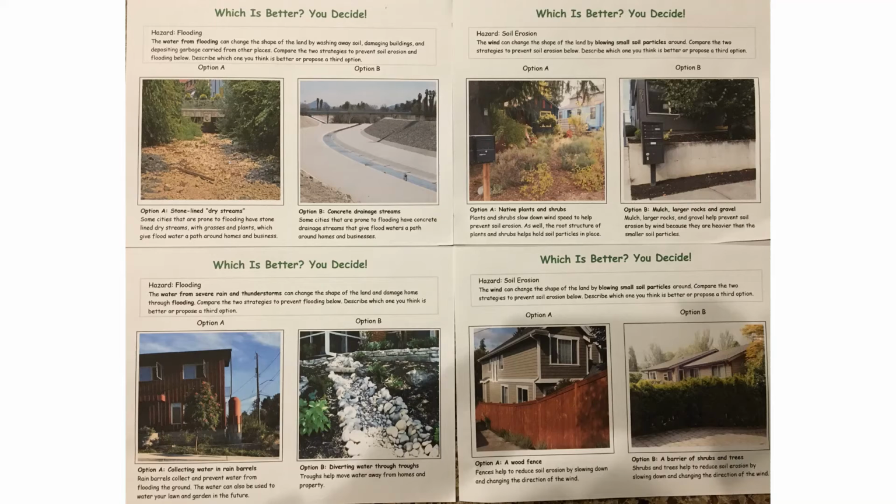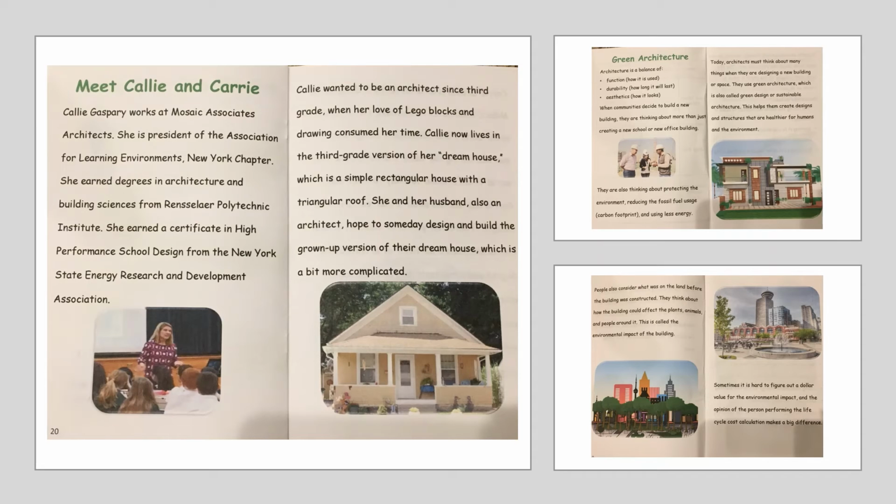In this comparison activity, students compared two architectural or building strategies designed to slow or prevent wind or water from changing the shape of the land and decide, with a justification, which one they thought was better. We took a break from investigations and got some reading in.